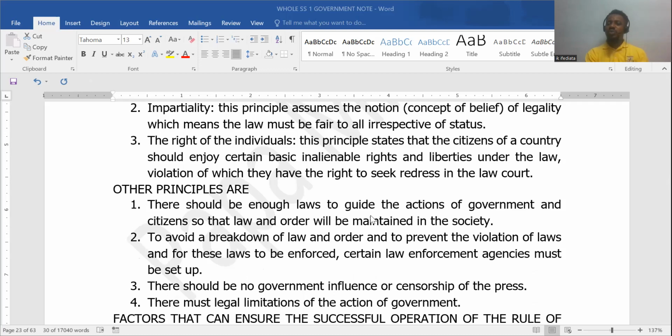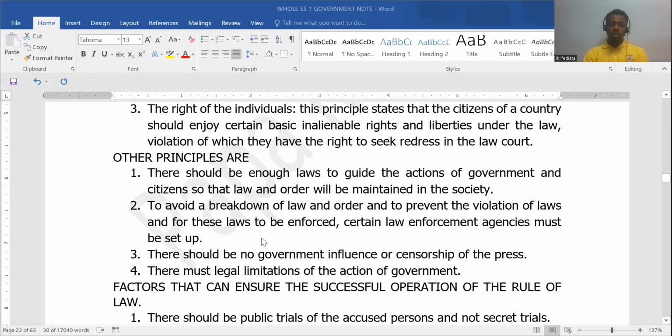So the law must prevail over the actions of the rulers and the led. And to avoid the breakdown of law and order in a society, there must be law enforcement agencies as well to protect the law. And there should be no government influence on the press. The press should not be gagged. They are the watchdog of the democratic system. And there must be legal limitations to the actions of government. Government should not act arbitrarily, right?